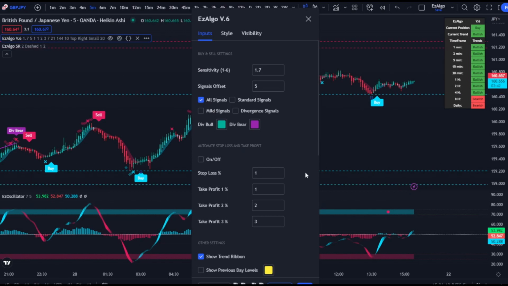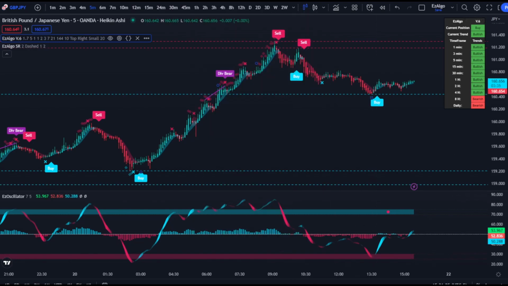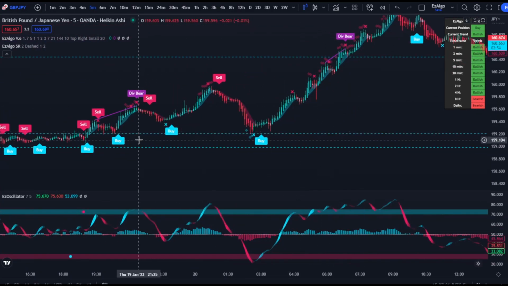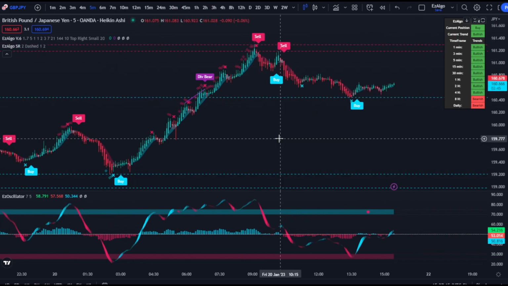So in the V6 update, we have real-time non-repaint divergence signals. The main issue with a lot of divergence indicators on TradingView now are a couple of things. One, they're repaint indicators, and two, they aren't actually real divergences, because for a real divergence to play out, price has to be making a higher high as momentum is making a lower low. Now on EzAlgo V6, we've actually fixed this for you, and we only show the real confirmed divergences when price is making a higher high. So I'm super excited about that.